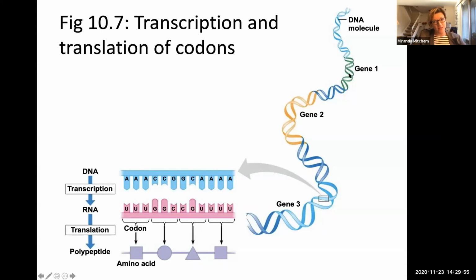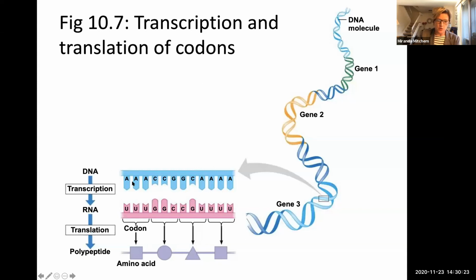So looking at our DNA molecule, in this example, you can see that there are different colors and those represent different locations on the DNA, so different genes. So we've got 3 genes here, and we're looking at a portion of gene 3. And we're looking at the DNA. So we're just looking at one stranded DNA here, right? Notice the little black box is not on the double-stranded molecule. It's just on one strand. So we're only looking at one template of DNA here.